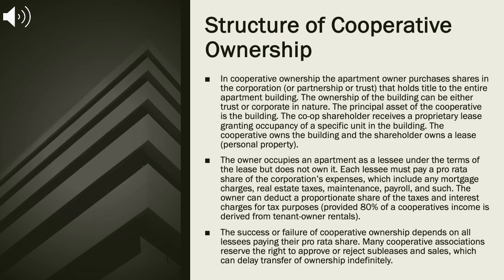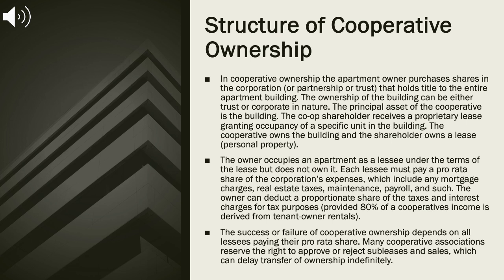Structure of cooperative ownership. In cooperative ownership, the apartment owner purchases shares in the corporation or partnership or trust that holds title to the entire apartment building. The ownership of the building can be either trust or corporate in nature. The principal asset of the cooperative is the building.